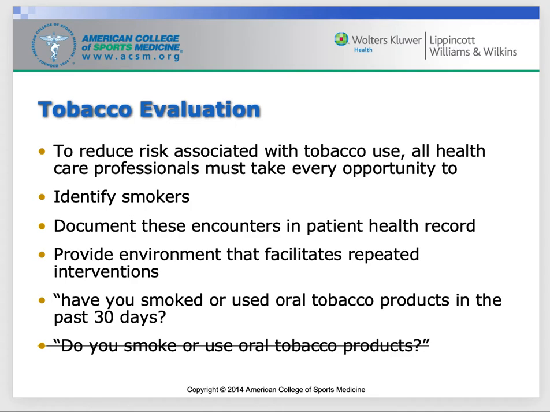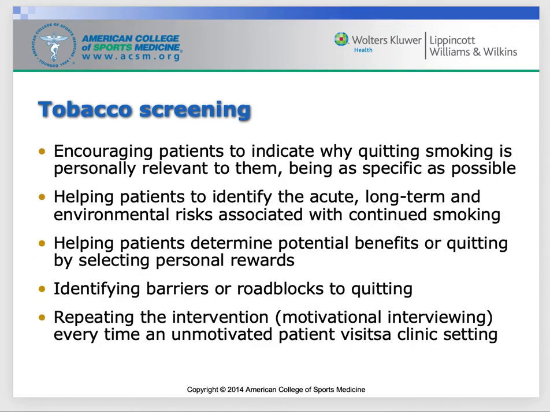So number one, identify: are they still a current smoker? Yes, no. Document that every encounter you make with a smoker: I've asked them, they are still smoking. How much are they smoking? Provide the environment that facilitates repeated interventions. Have you smoked? Do you use oral tobacco products in the past 30 days, right? So are you smoking? Are you chewing tobacco? Try to reframe by that last bullet. Do you smoke or use? So have you, right? Have you used is how we word it.